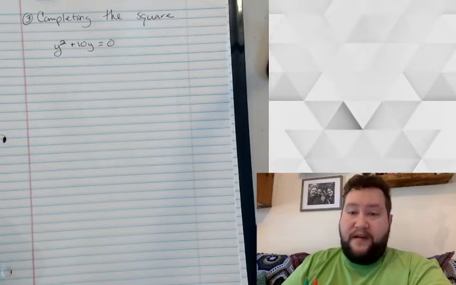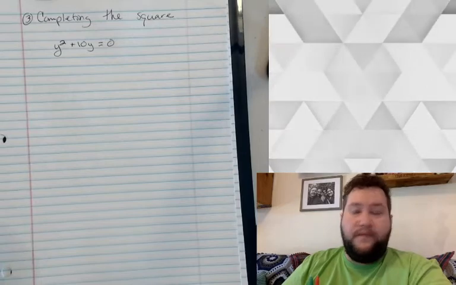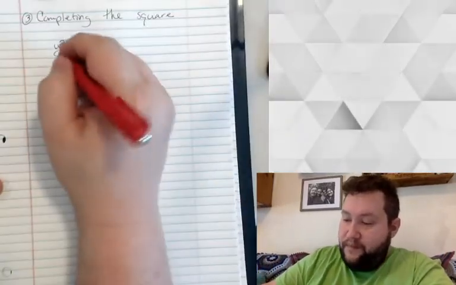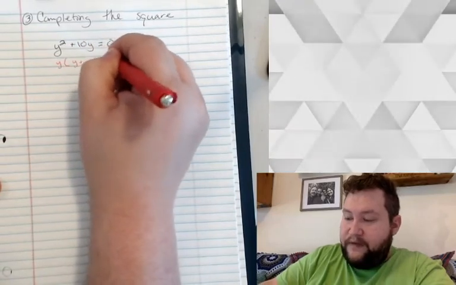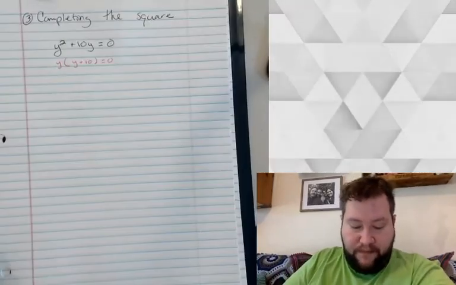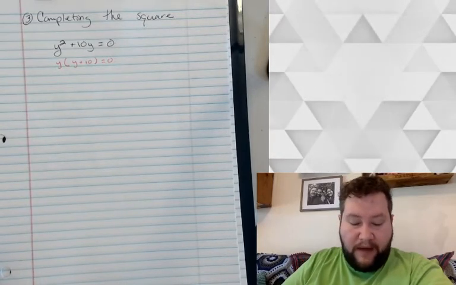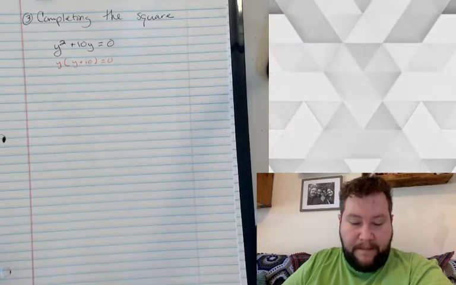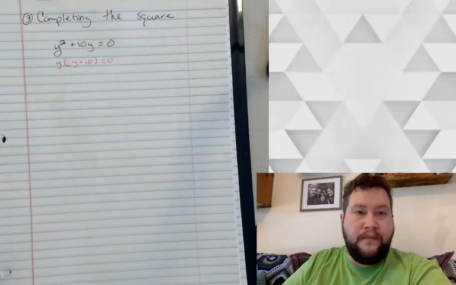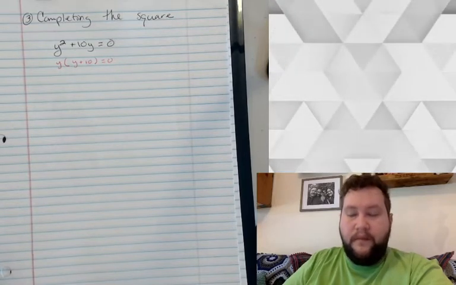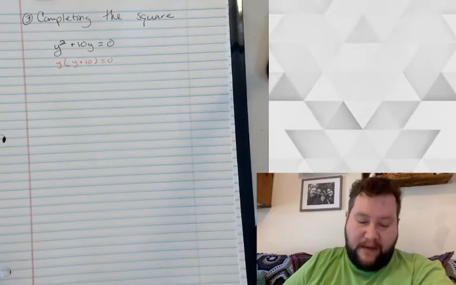Now we could factor this immediately, right? We can pull a y out, y plus 10 equals 0. And that's going to tell us that either y equals 0 or y equals negative 10.